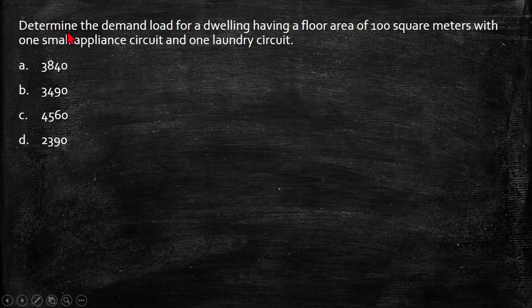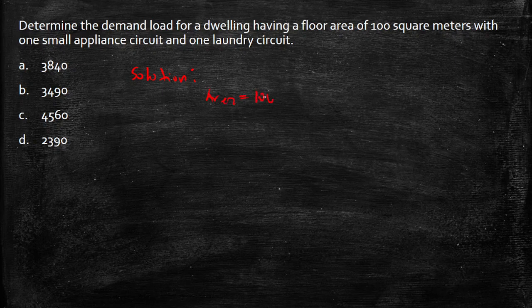We have: determine the demand load for a dwelling having a floor area of 100 square meters with one small appliance circuit and one laundry circuit. Okay, for this solution, the floor area is 100 square meters.